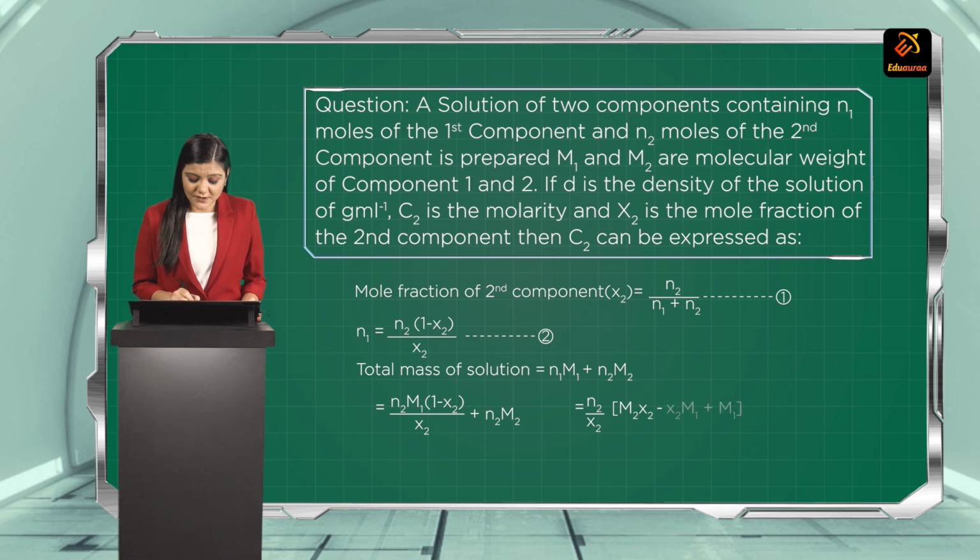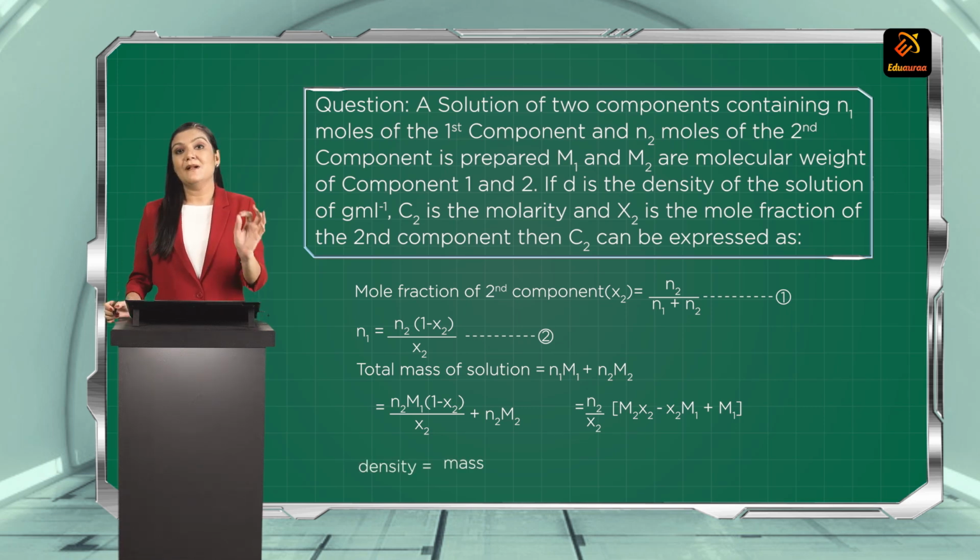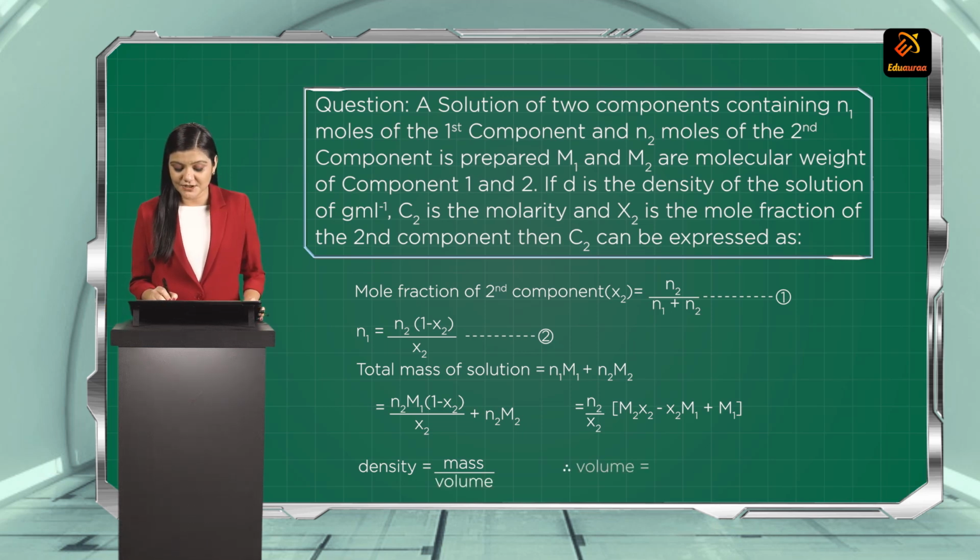So we have to find out the volume of the solution. Then in this question we have the mass of the solution. So density is equal to mass upon volume. Therefore volume is equal to mass upon density. Mass we already found out in equation 3. So we will substitute the mass from equation 3, which is this. In the denominator we will write down density, and density is given in per ml, so we will multiply with the 1000.